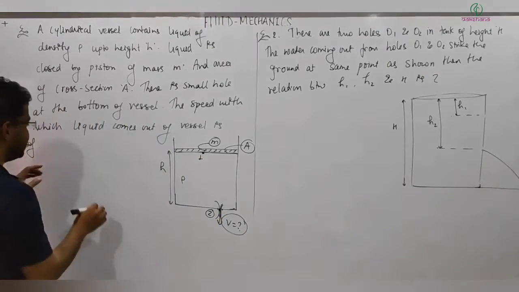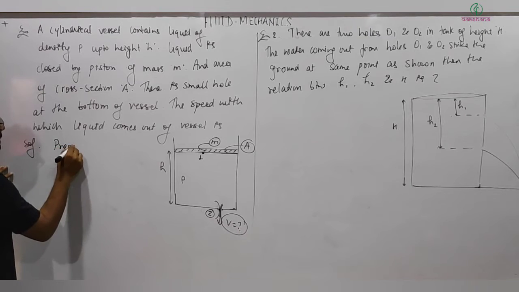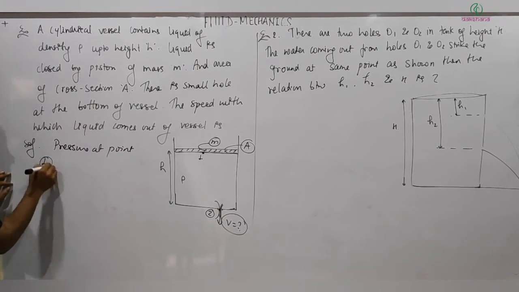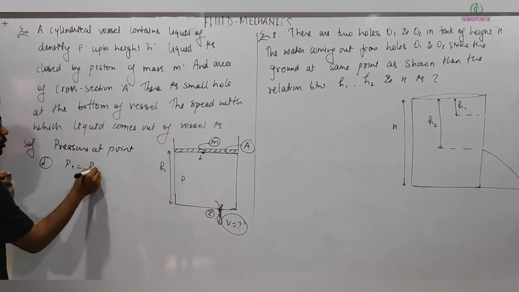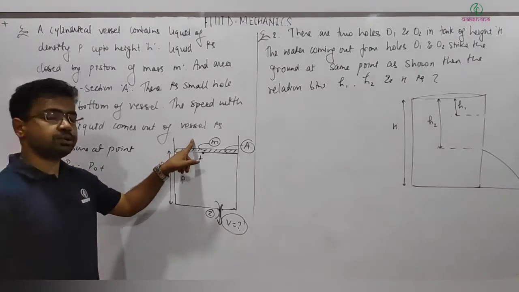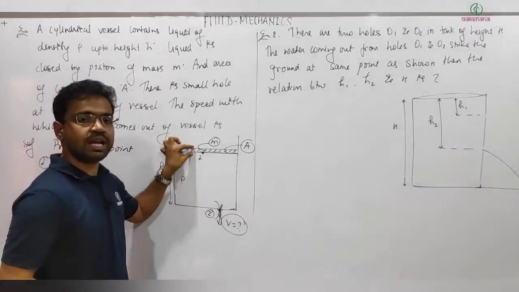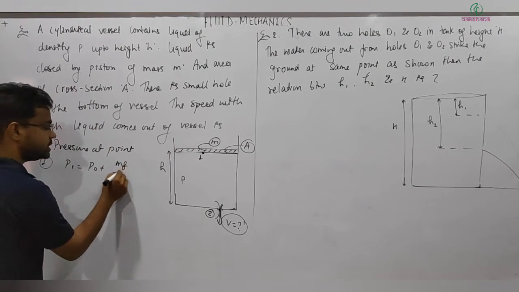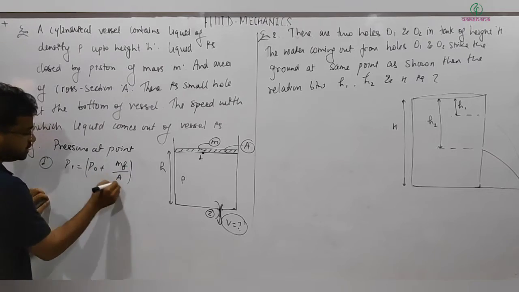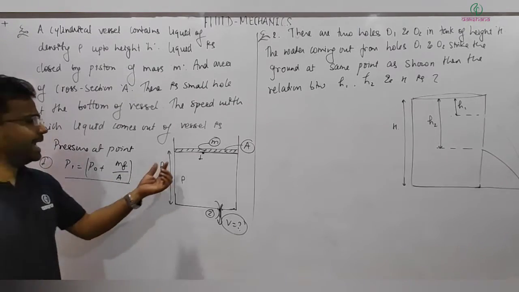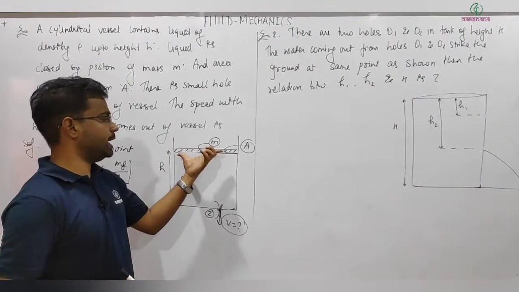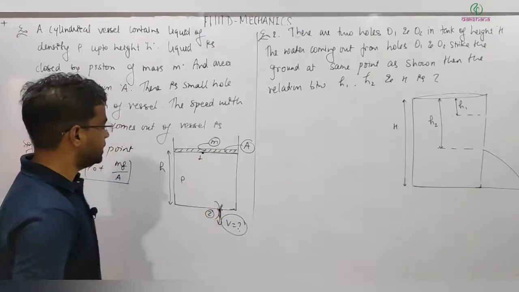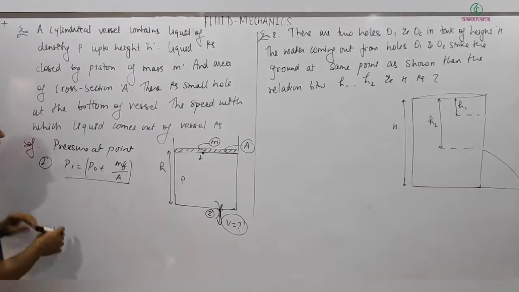So then what is the pressure? The pressure at point 1, P1, will be equal to P naught, the pressure due to the atmosphere, plus this piston will also apply one additional pressure, equal to mg divided by area. So this will be the pressure P1. Again, we will consider this area quite large compared to this small hole area. Then we can apply Bernoulli's principle between point 1 and 2.